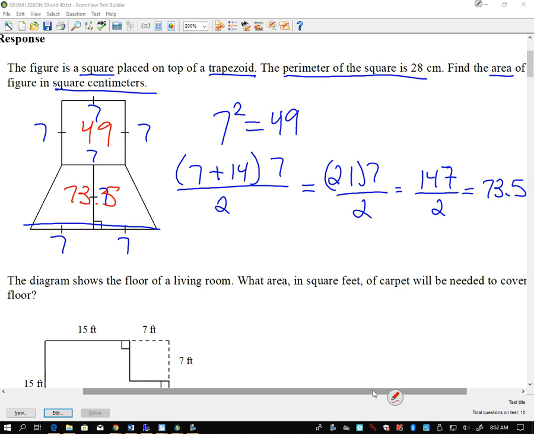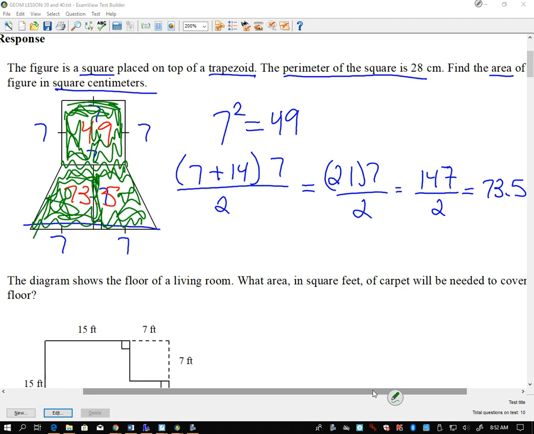The area of this is 49 square centimeters. You would agree with that? Okay. The area of this is 73.5 square centimeters. You'd agree with that? But I want to know the area of the whole thing. What do you do? Add them together. Very good. All right, what's 49 plus 73.5?